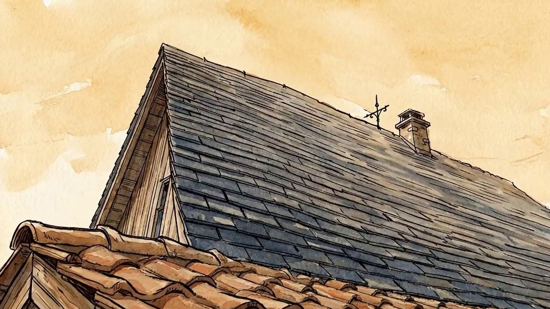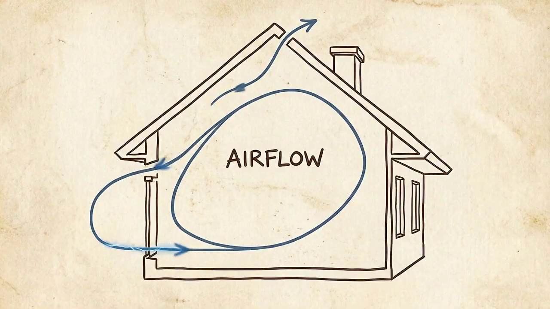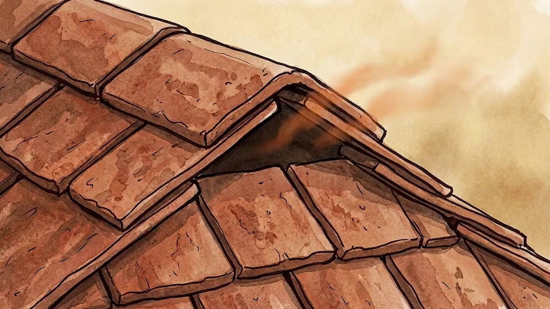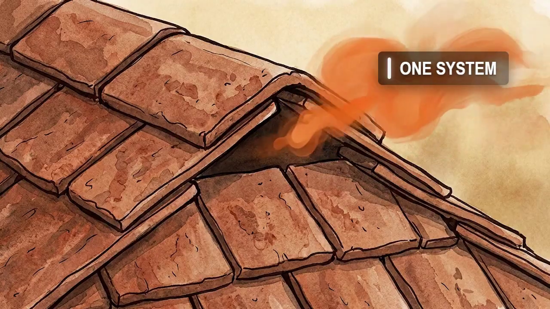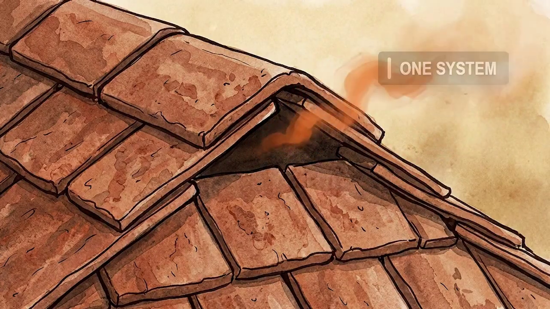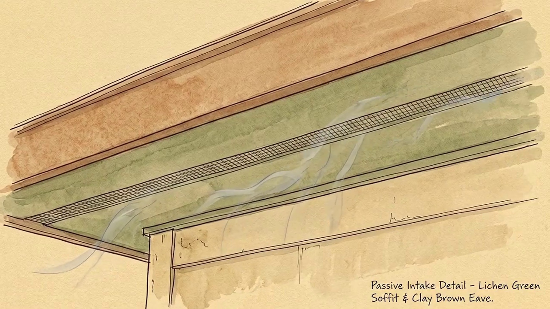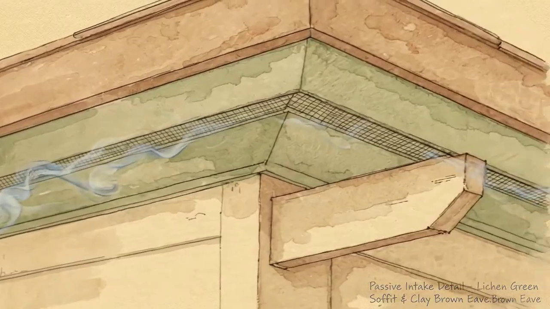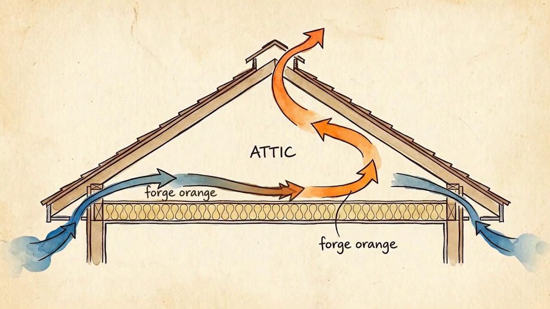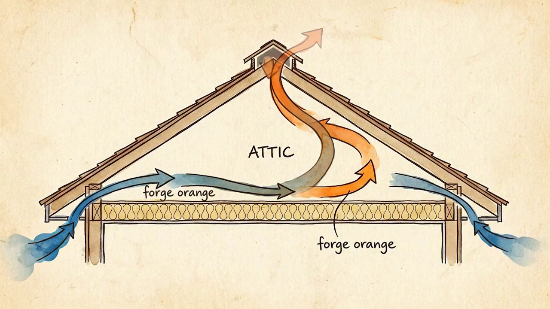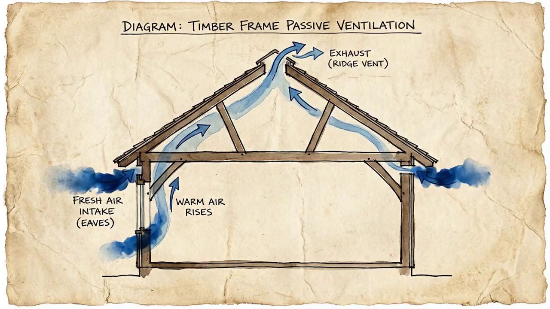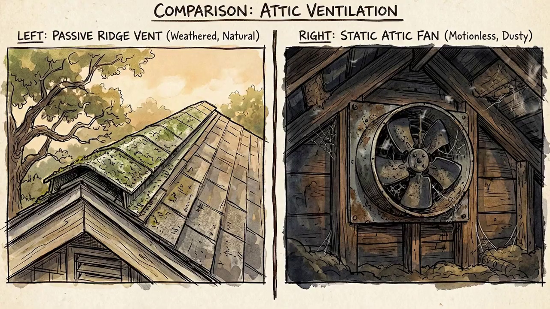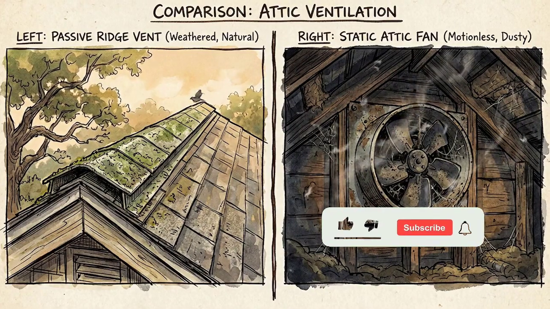The intake and the exhaust work together. They are not 2 independent features. They are one system. Remove either half and you have removed the whole. The ridge vent at the top is the exhaust. The soffit vents along the eaves are the intake. Air enters at the soffit, warms as it crosses the attic floor, rises and exits through the ridge. This creates a continuous flow driven by a temperature difference alone. No fan required.